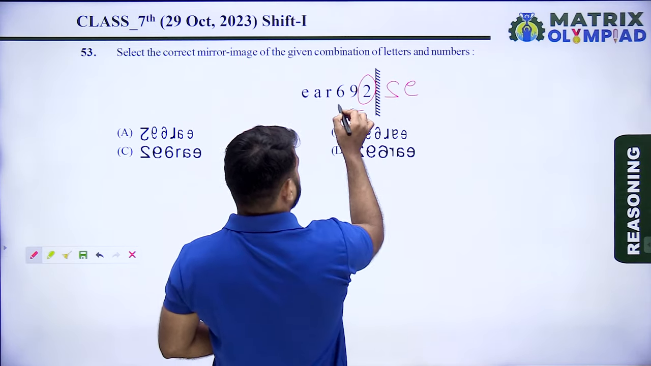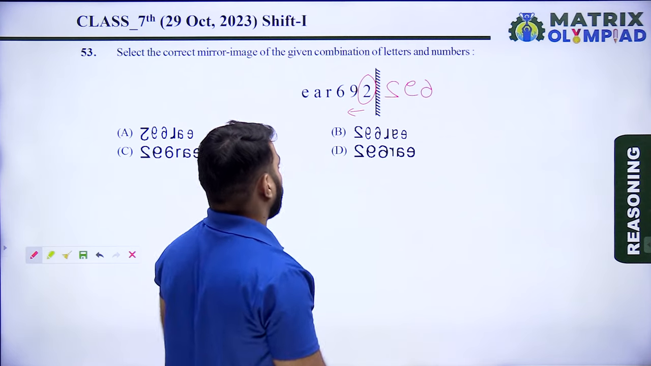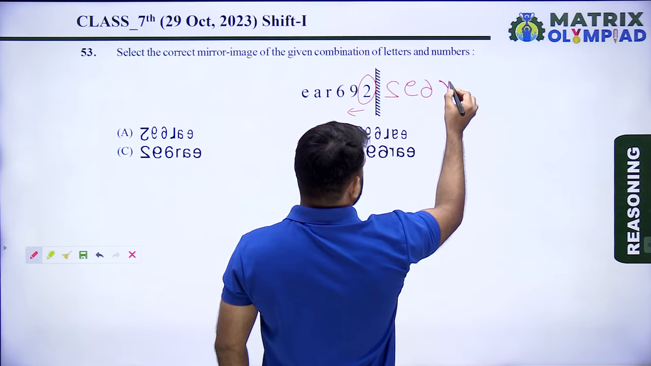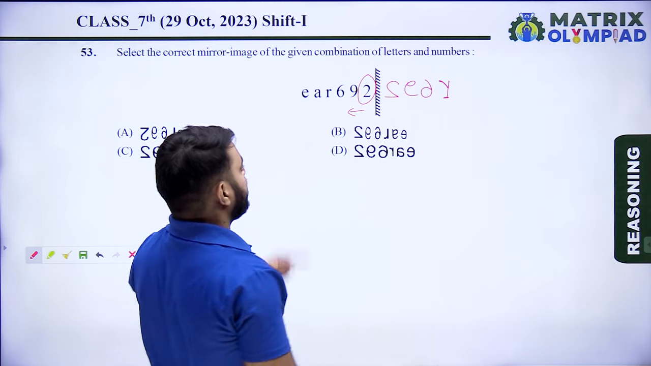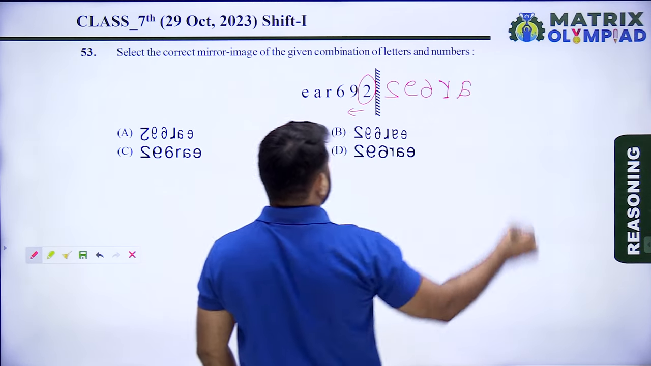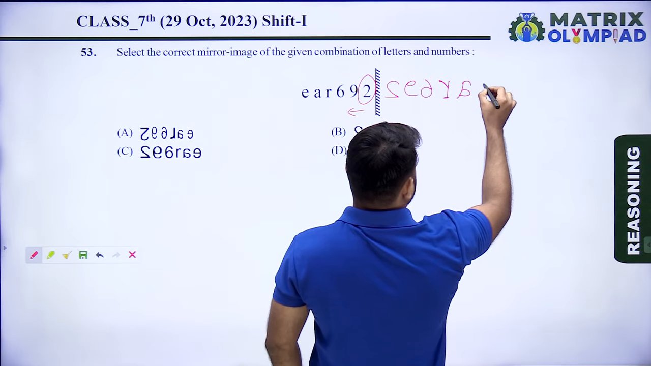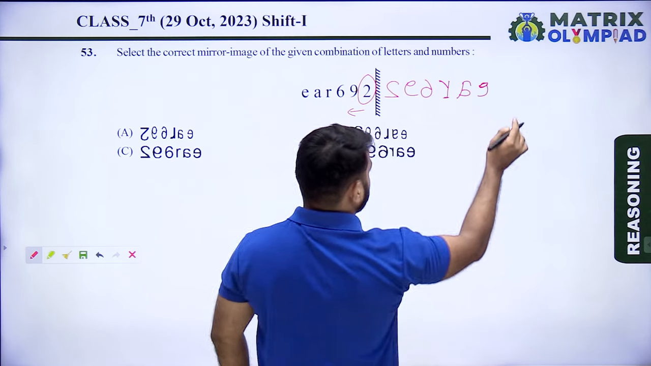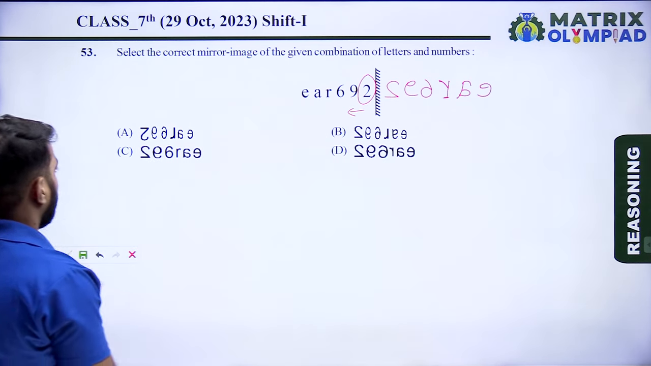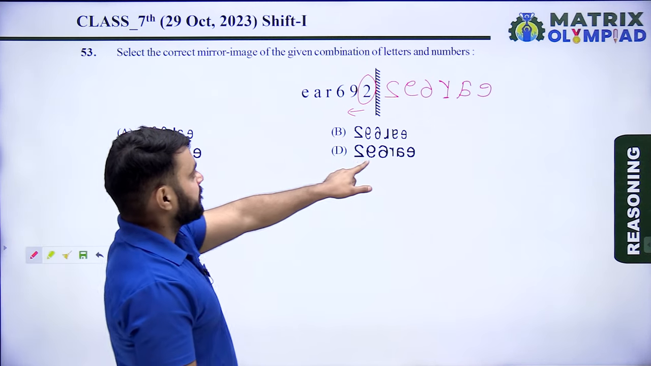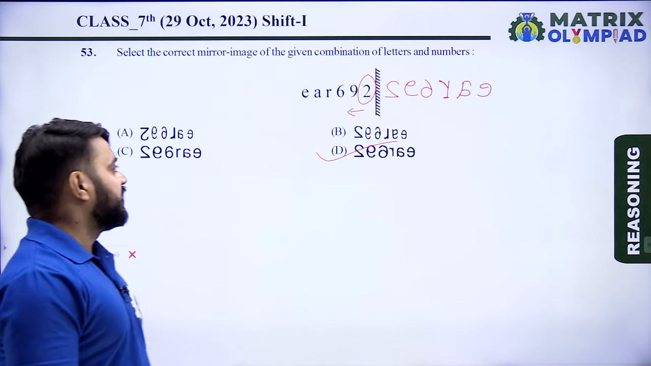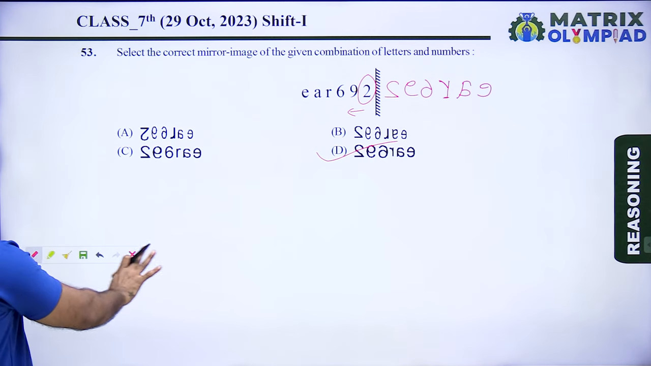Now find the mirror image of 6, which looks as follows. Now find the mirror image of R, which looks as follows. And now find the mirror image of A, which looks as follows. Now find the mirror image of E, which looks as follows. So here, option D is the correct answer of this question. So let's move on to the next question.